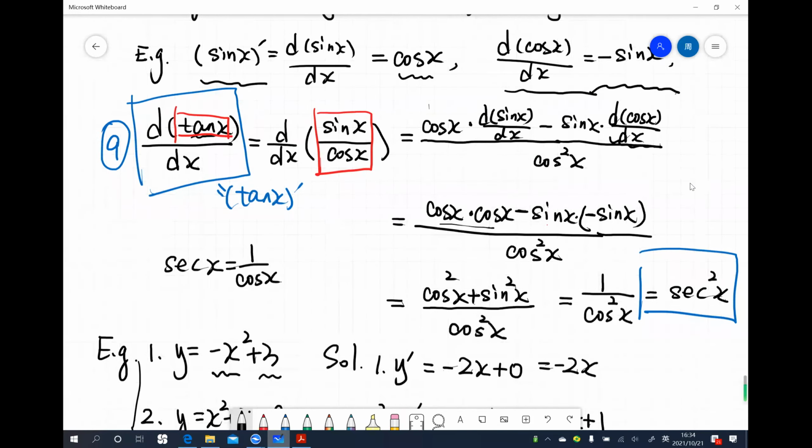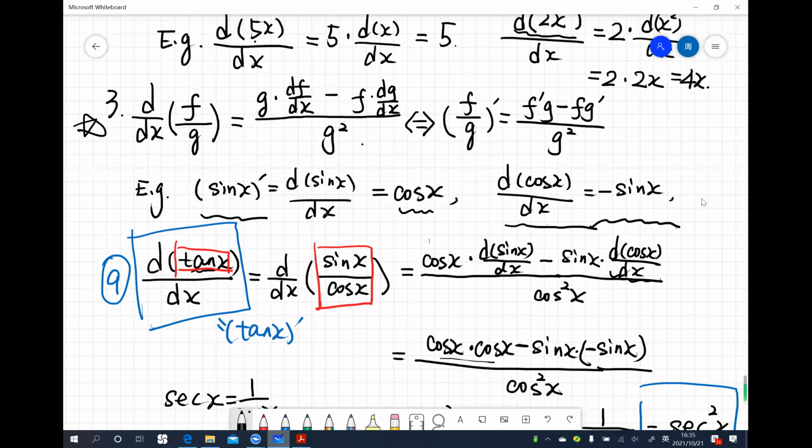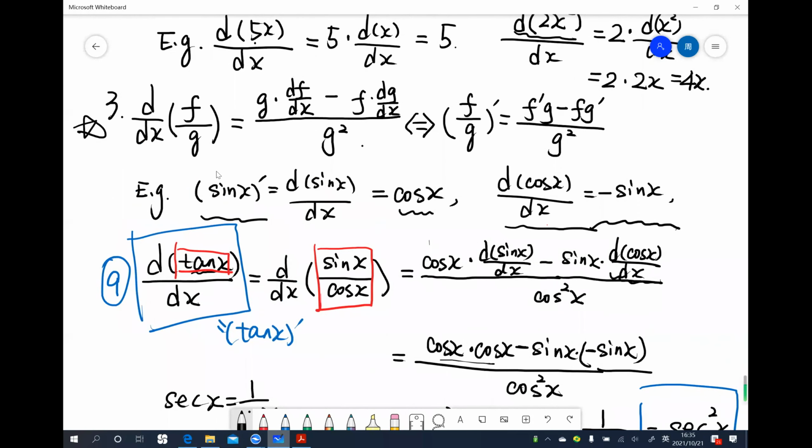Check the quotient rule again. The quotient rule for F over G: that is df by dx times G. So first calculate the derivative of F, and minus the derivative of G. So pay attention to the order in the quotient rule.